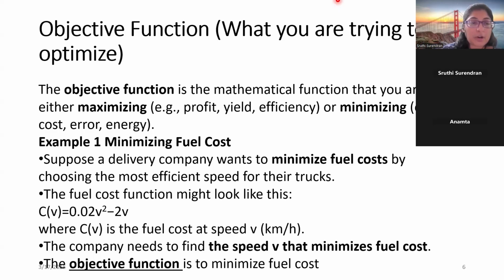If the fuel cost is represented by an equation like this, C of V, where C, the cost of the fuel, is a function of the speed and is given by this equation, then minimizing this C of V will be the objective function. That is, minimizing the cost of the fuel will be the objective function.